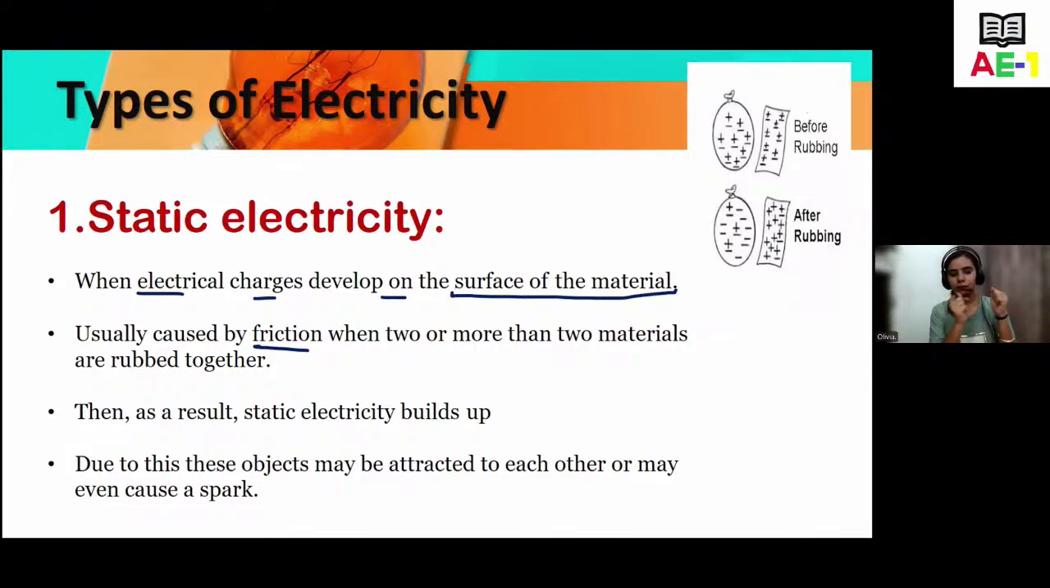The kind of electricity generated over there is an example of static electricity. And how will you come to know that there is something, after rubbing two materials, how will you get to know that there is some electricity? You'll feel that the objects may be attracted to each other or may even cause a spark. You must have noticed that sometimes our hair causes a spark, right? That is because of the rubbing of two objects.